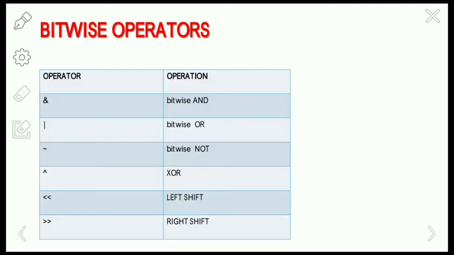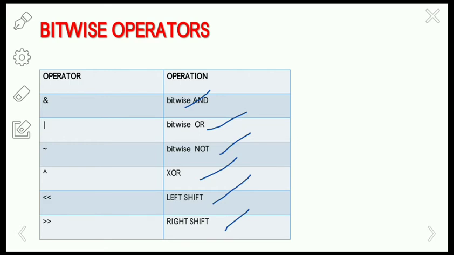So next one is the bitwise operators in C. These operators are used to perform bit operations. Decimal values are converted to binary values, which are sequences of bits, and bitwise operators work on these bits. The various bitwise operators in C language are bitwise AND, bitwise OR, bitwise NOT, XOR, left shift and right shift.